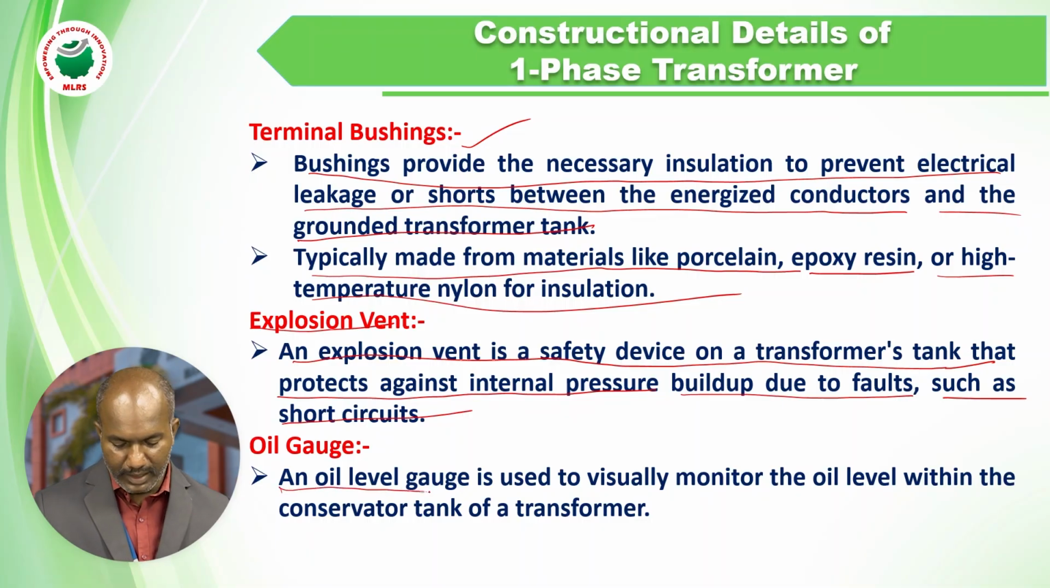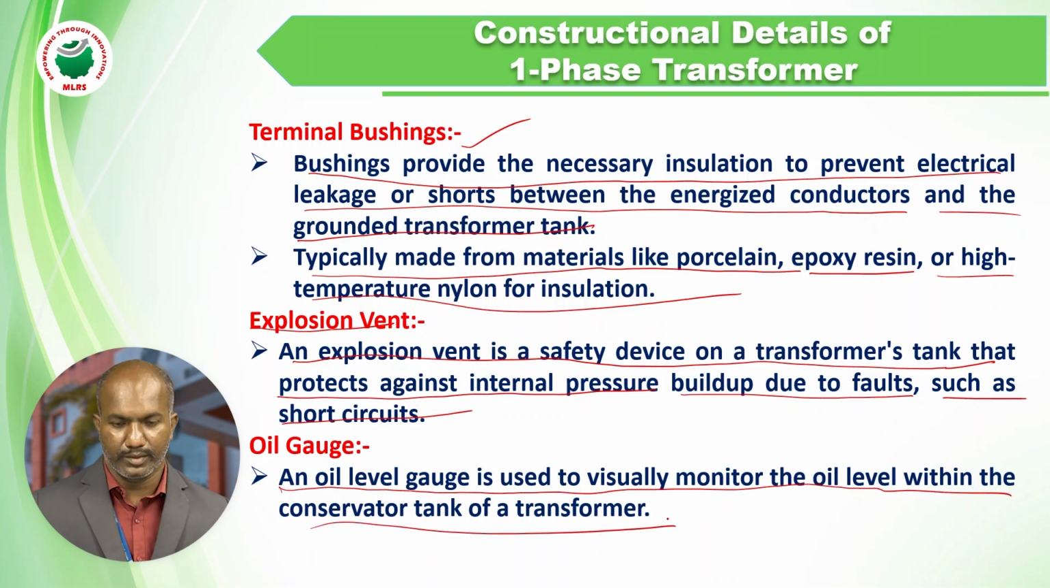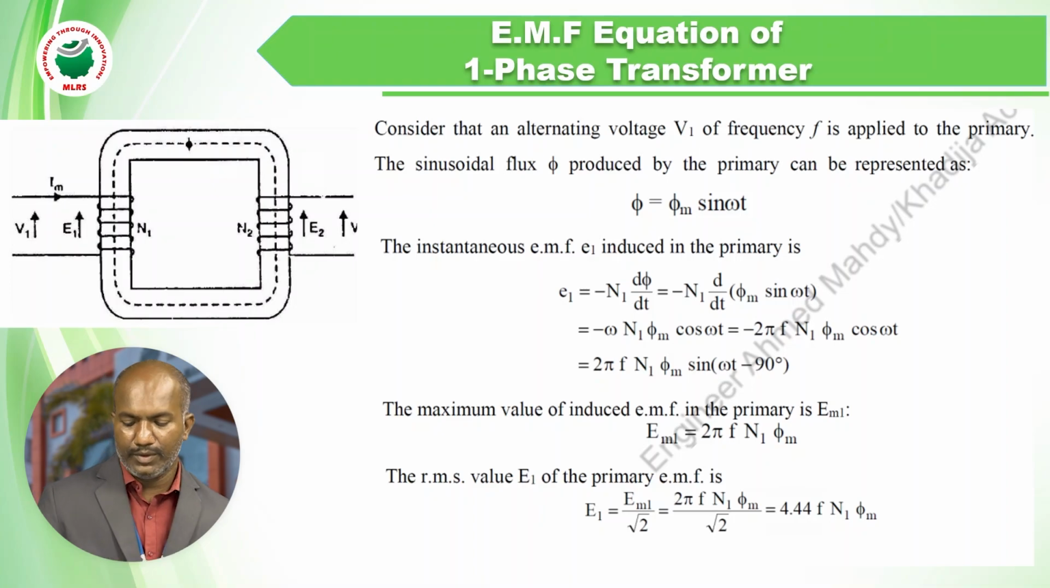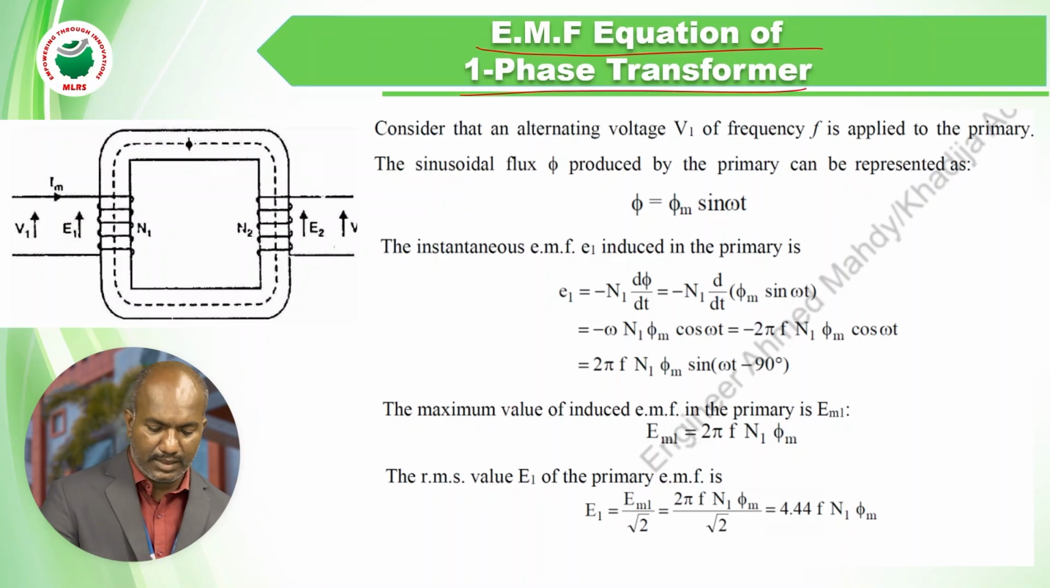Oil gauge. An oil level gauge is used to visually monitor the oil level within the conservator tank of a transformer. Okay, now I am going to derive the EMF equation of a transformer. See, this is the transformer.